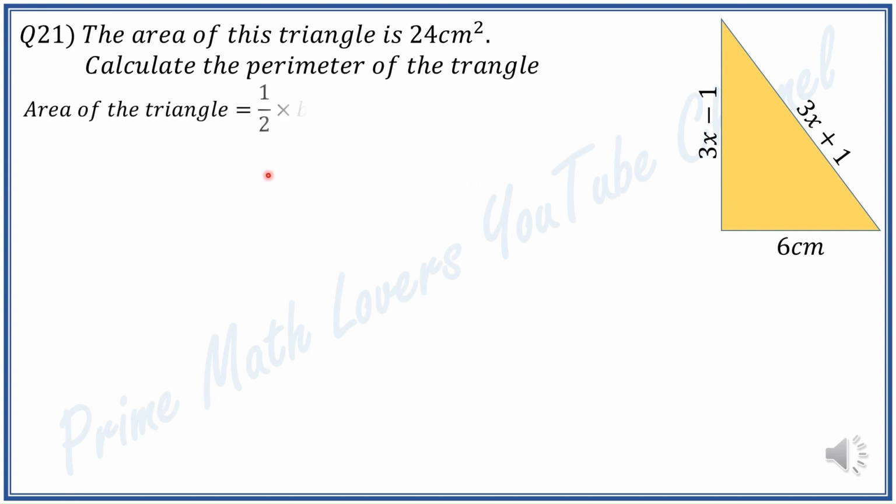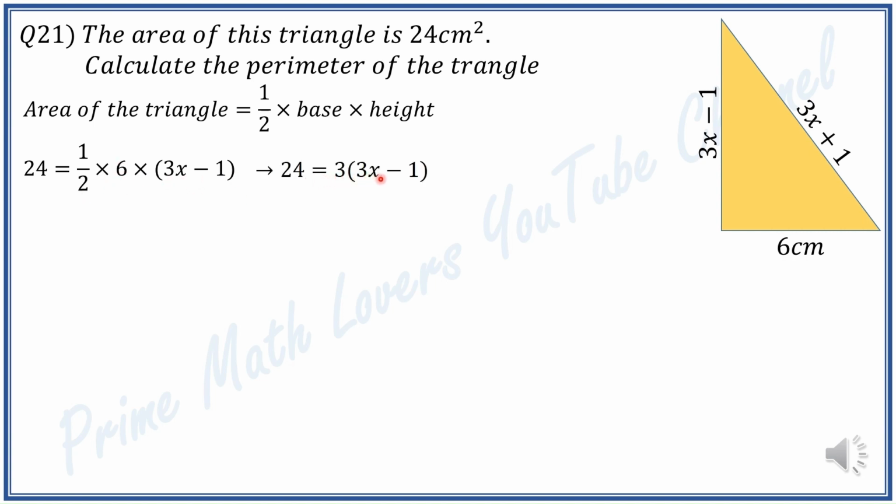We know the formula of the area of a triangle is 1 over 2 times base times height. Base is 6 centimeter, height is 3x minus 1, and the area is 24. So 24 is equal to 1 over 2 times 6 times (3x minus 1). 6 divided by 2 is 3, so 24 is equal to 3 times (3x minus 1). We divide both sides by 3 again, so 24 divided by 3 is equal to 3 times (3x minus 1) divided by 3. This 3 cancels this 3, and 24 divided by 3 is 8.